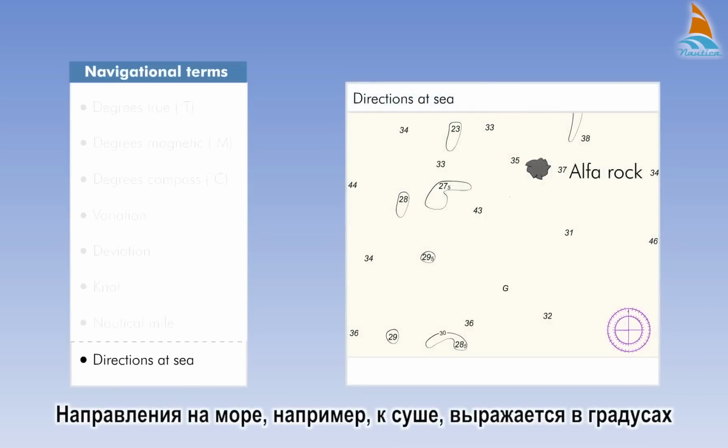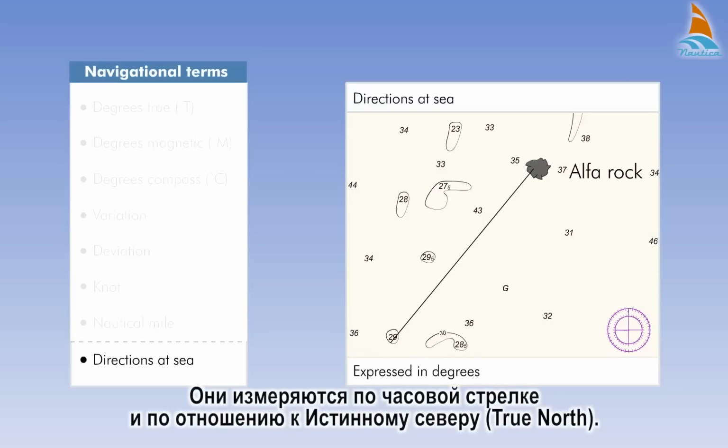Directions at sea, for example a landmark, are expressed in degrees. They are measured clockwise and are relative to true north.